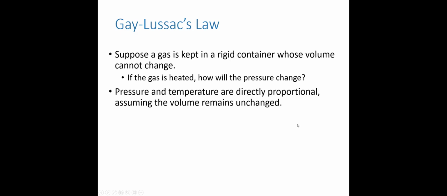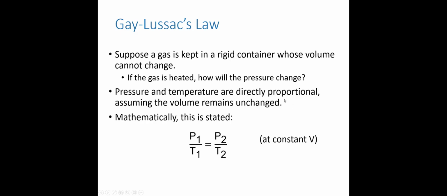So pressure and temperature are directly proportional to each other, assuming again that the volume is a constant. And again, that simply means if we double the temperature, we double the pressure. So mathematically, this is stated in a way which is fairly similar to Boyle's Law, except with P1 and P2 in place of V1 and V2. I'm not going to do an example of Gay-Lussac's Law. It's very similar to what we've seen in the previous couple problems.